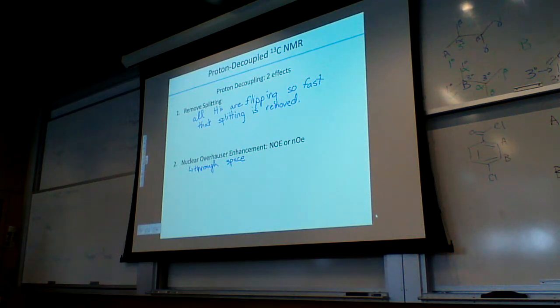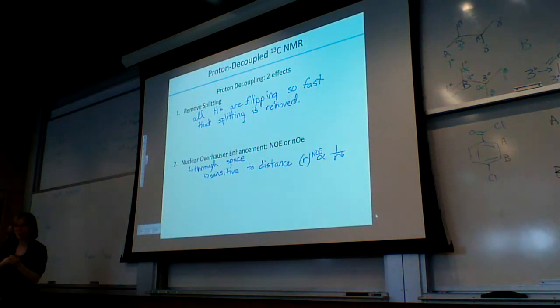And it's very sensitive to distance. If R is the distance between our two nuclei, then the NOE is proportional to 1 over R to the 6th power. So it has to be pretty close to see this effect. But when you have a carbon directly attached to a hydrogen, they are very close.